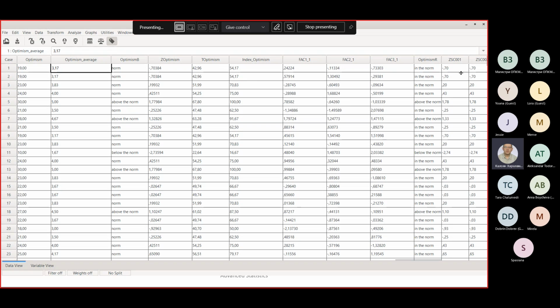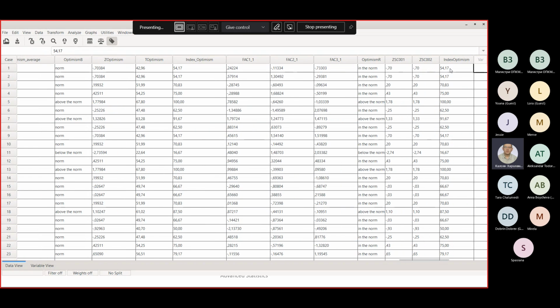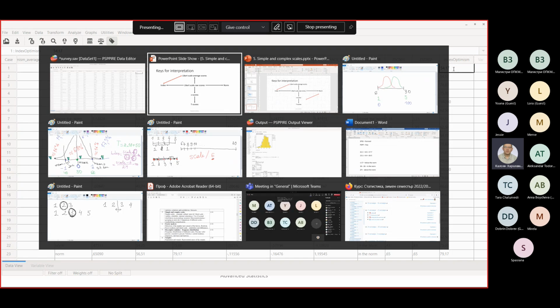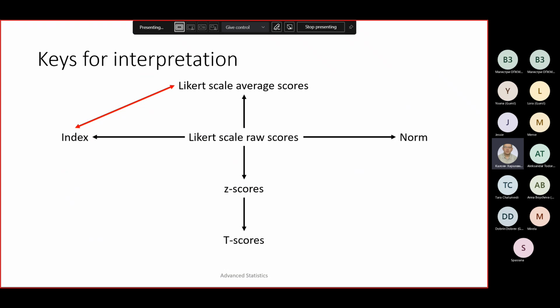Exactly the same is the situation with index. Here, this number, 54.17, doesn't tell us anything about the norm. I don't know whether this person is in the norm or not. So this is the disadvantage of these two transformations.